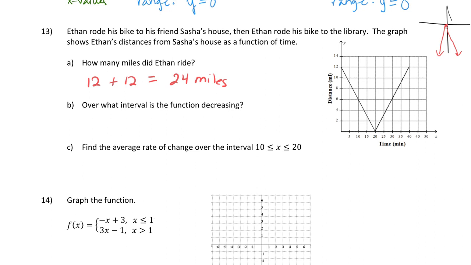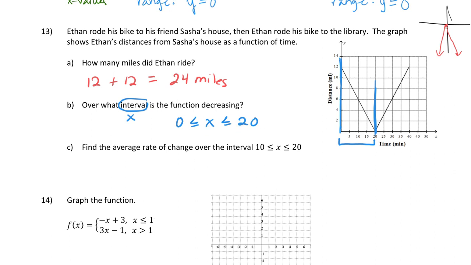Now, when we give increasing or decreasing intervals, we have to use x values. So we are decreasing from here all the way to here. Do you see how in between these two x values, our entire function is decreasing? So that's from 0 all the way to 20. So that's the interval from 0 to 20. How we would write that is 0 is less than or equal to x is less than or equal to 20. Our function is decreasing when the x's are between 0 and 20.